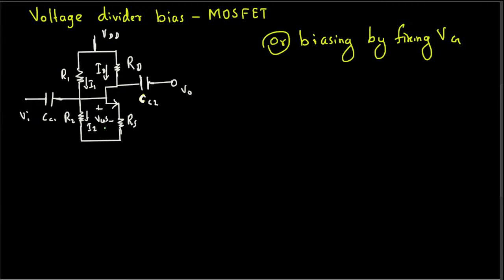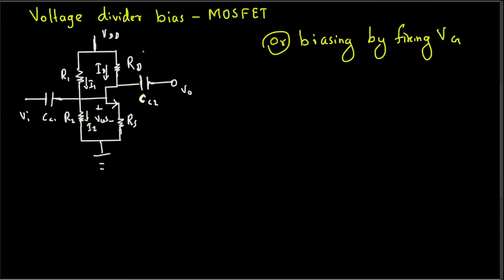By fixing VG. This is the circuit we are going to use, and this one is grounded. One side is connected to the voltage source and the other side is grounded. Okay, and this is the circuit. Now let's look at some characteristics.